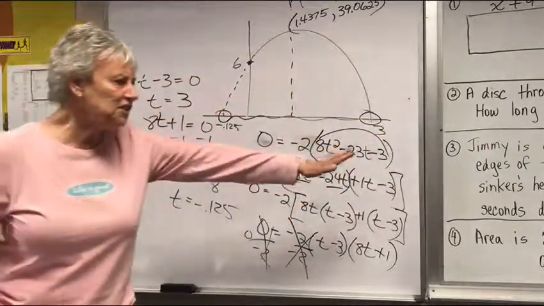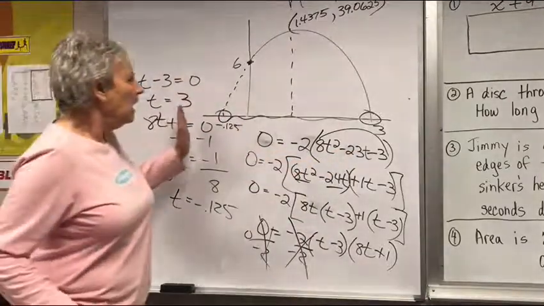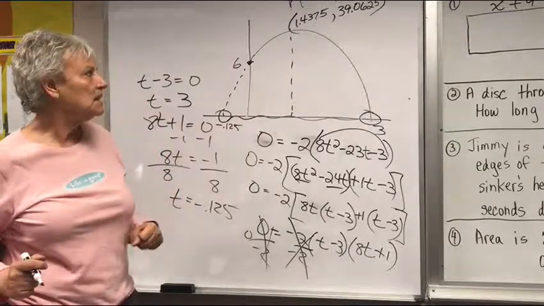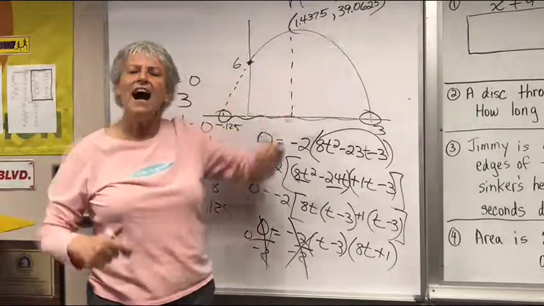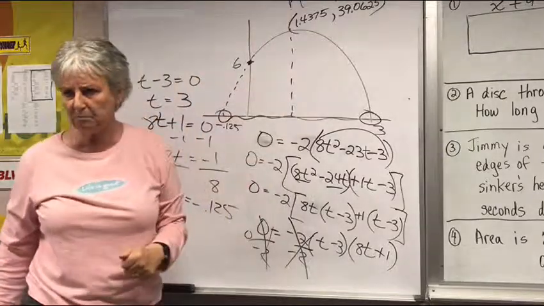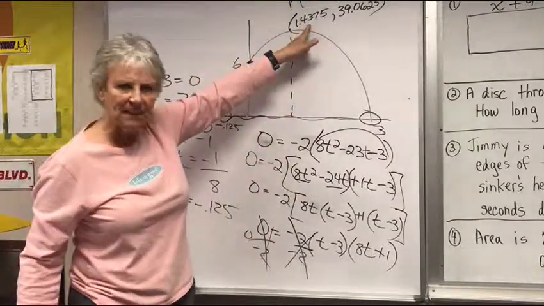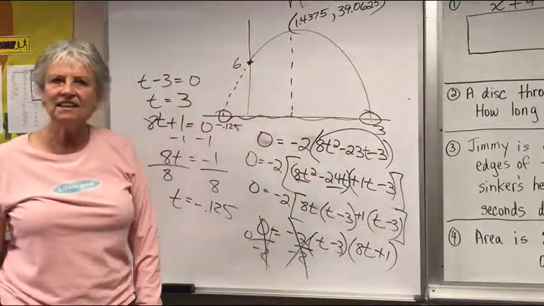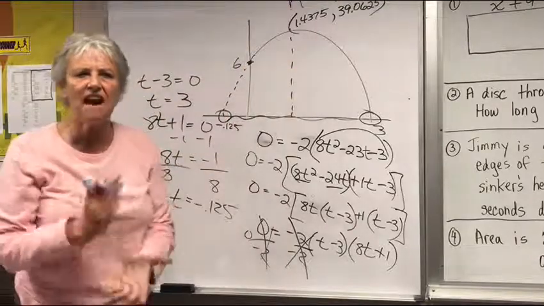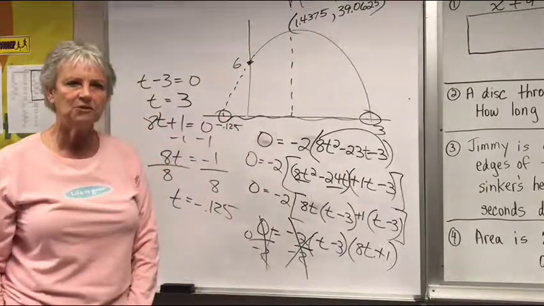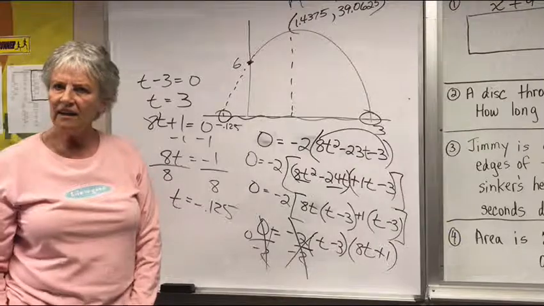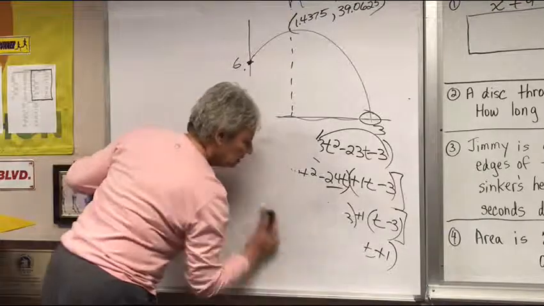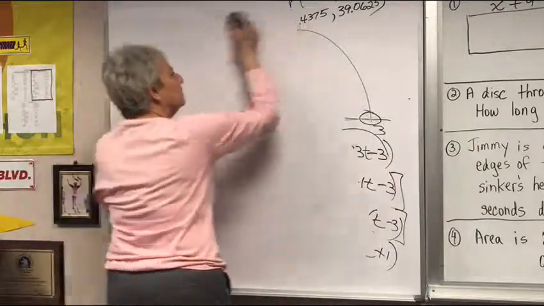So forget the questions for a minute. How high did it get? 39.0625. How long did it take to get to 39.0625? 1.4375 seconds. How long was it in the air? 3 seconds. If you find those 3 parts every time, you can answer all the story problems. Now, I can't believe I picked such a hard one to do for notes, for a video, but that's okay.